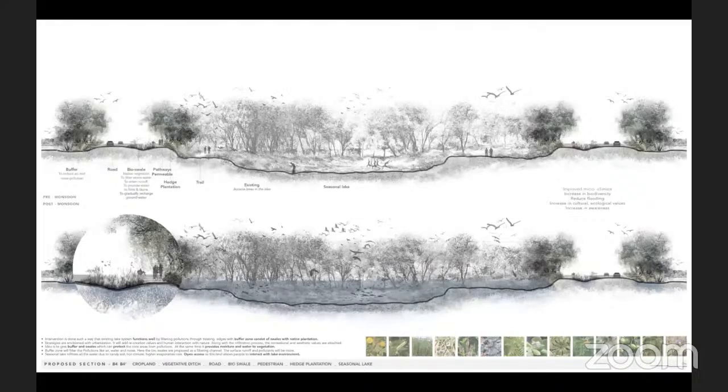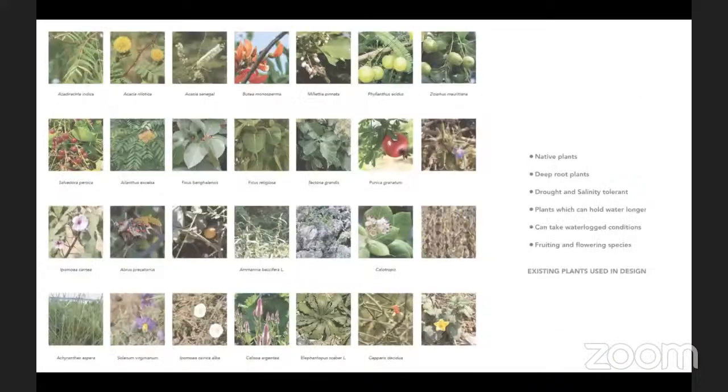Overall, it improves microclimate in hot arid climate, reduces risk of flooding, and recharges groundwater as well as aquifers, increases recreational, cultural, and ecological values. It helps an ecosystem to function well, increase biodiversity, and also provide food security. Existing and native plants are used with deep root systems, drought and salinity tolerant plants which can hold water and can take waterlogged conditions. Also fruiting and flowering plants such as Salvadora, ficus, acacias, ziziphus, capparis, and many more.